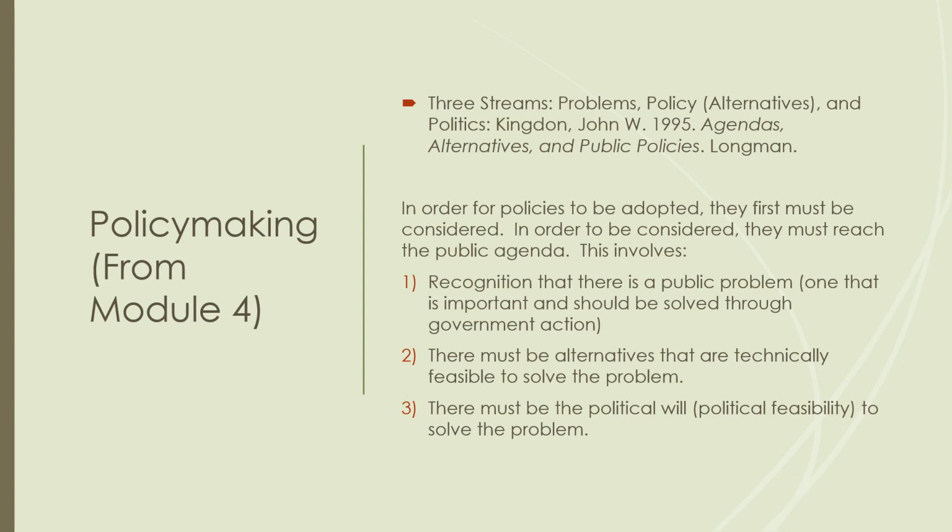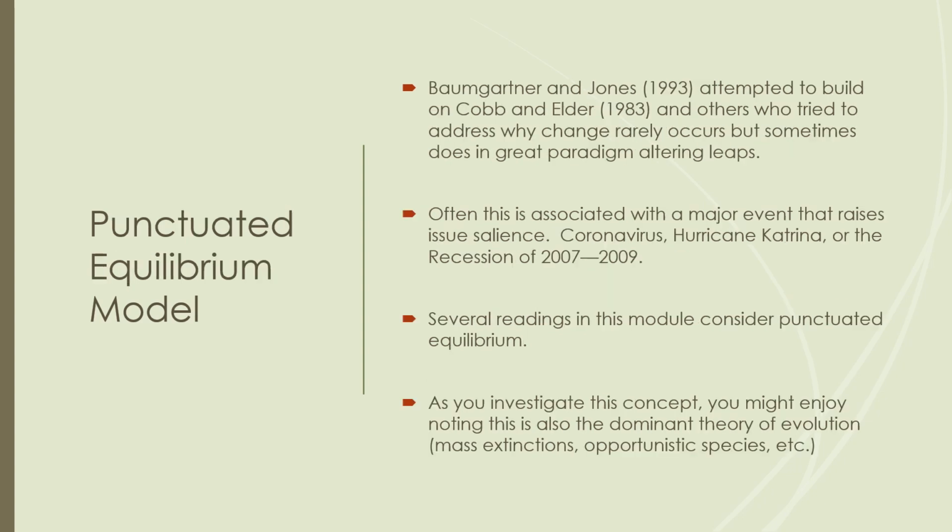There must be alternatives that are technically feasible. So it's not just that there needs to be a problem. There also needs to be alternatives, and there needs to be political will. Without this political will, it doesn't matter that there's a problem and a solution. There needs to be a desire to match those together. And so these all operate independently, and it's only when they come together that we predict that there'll be a new policy.